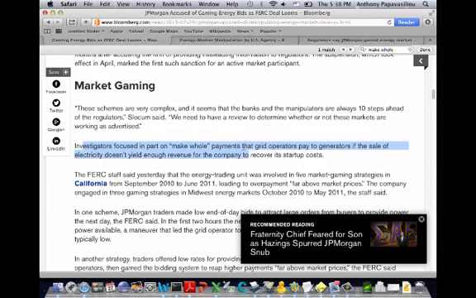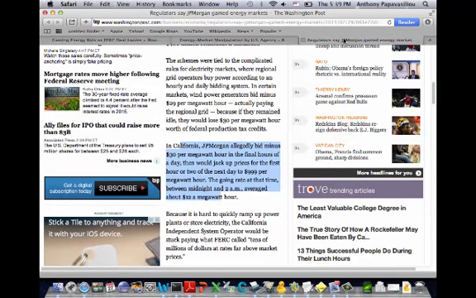Investigators focus in part on make-whole payments that grid operators pay to generators if the sale of electricity doesn't yield enough revenue to recover startup costs. That's a pretty general statement in Bloomberg, but then if you go to the Washington Post, this is what I remember reading. And let's think a bit about what this means.